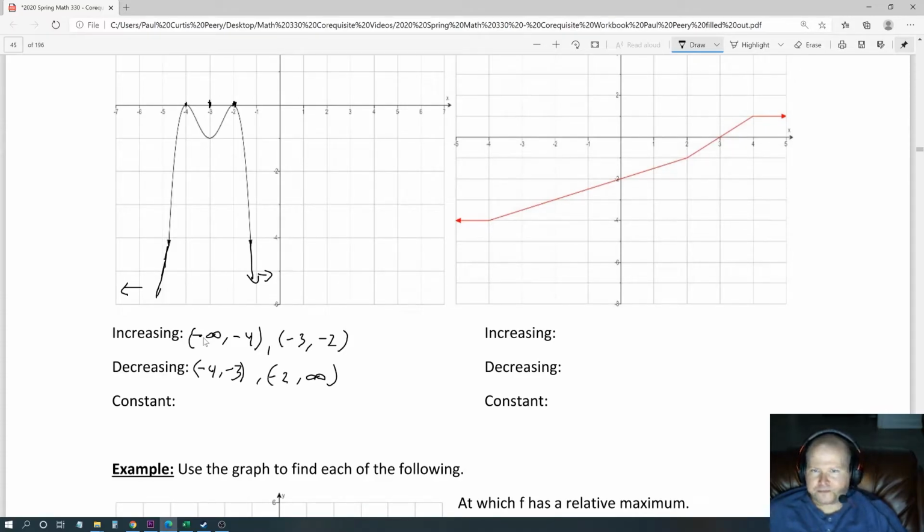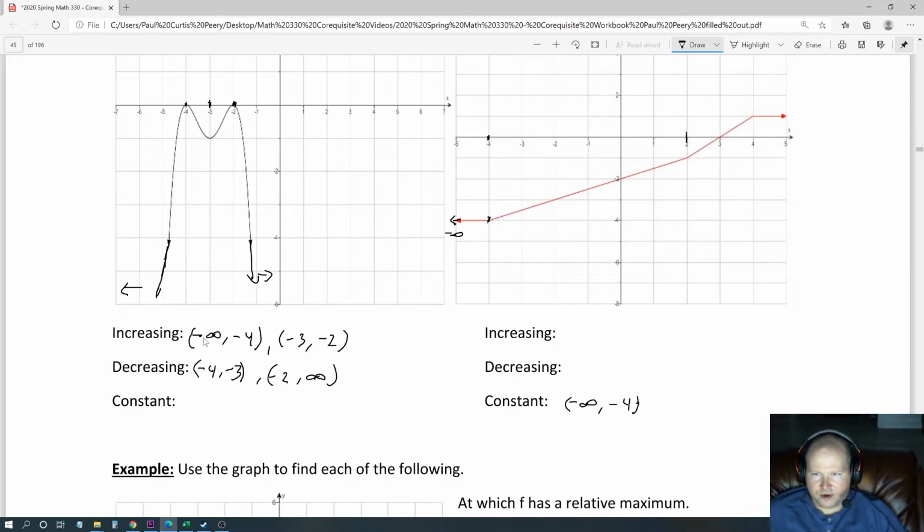So let's try the next one. Okay, so negative infinity is right over here to the left. And then all the way up to this point right here, right? So that's negative 4. It looks like it's just flat. So that is constant. So we have negative infinity all the way up till negative 4, in which it is constant. Okay. Now, from that point, negative 4, all the way up into this point over here, positive 2, it looks like it is increasing.